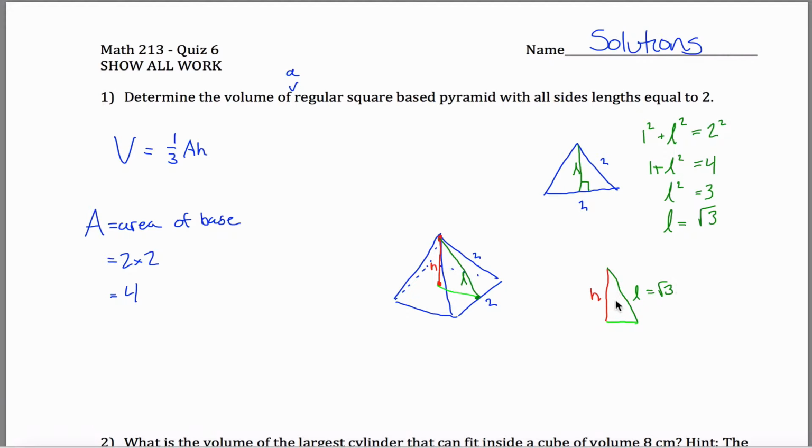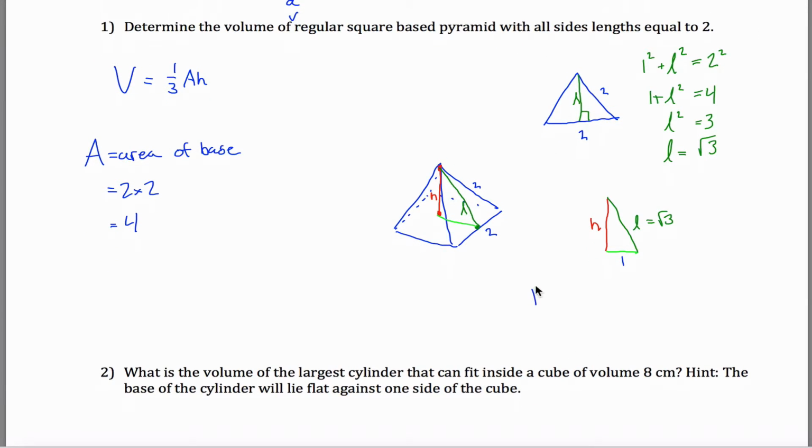From above here, H is what I want to figure out, and this little neon green guy is 1. The reason that's 1 is that the distance from this point all the way across would be 2, because it's parallel to this line. So halfway across from the base here to here would be 1. So I can use this to solve for what H is equal to.